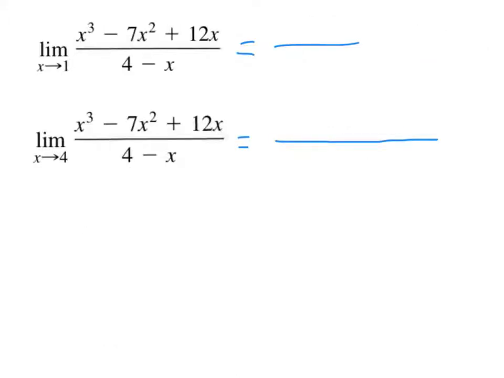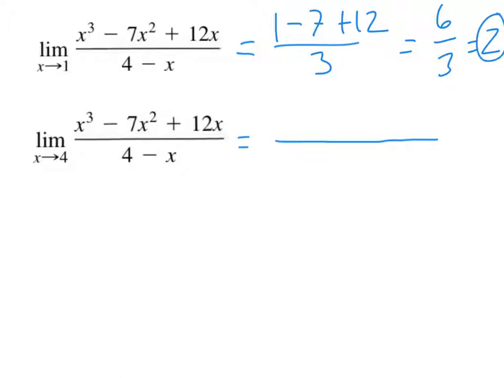Alright, so the first thing, like I said, is if you're taking the limit as x approaches a number, try to plug that number in. For this first example, as x approaches 1, nothing bad happens in this function. In the numerator, you get 1 cubed, which is 1, minus 7 times 1, which is 7, plus 12 times 1, which is 12. And on the bottom, you get 4 minus 1, which is 3. So you crunch these numbers, I think you get 6 over 3, which is 2.